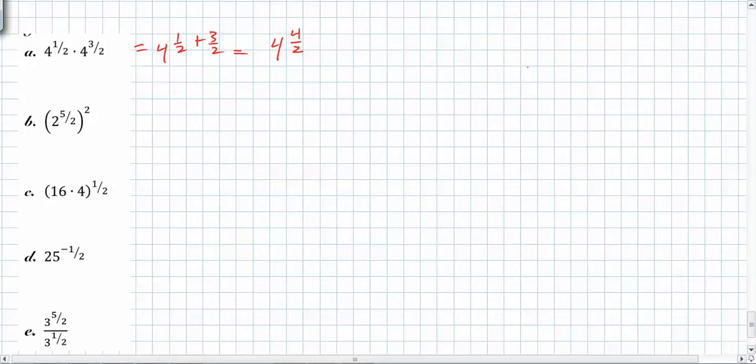A to the m times a to the n is a to the m plus n. You know that. That's what we've been using. So we have 4 to the 1/2 times 4 to the 3/2. So you add them together. 1/2 plus 3/2 is 4/2. What's 4/2? 2. What's 4 squared? 16. That's it.